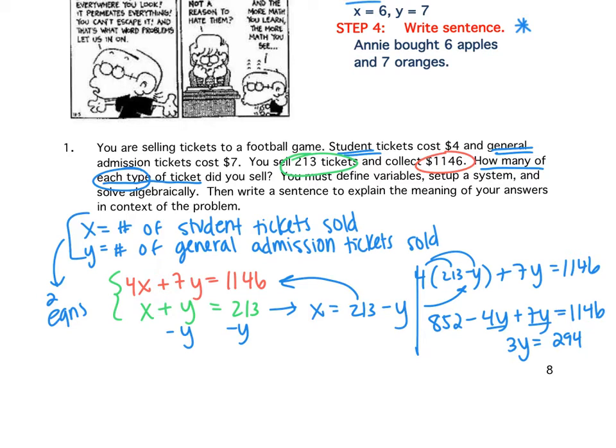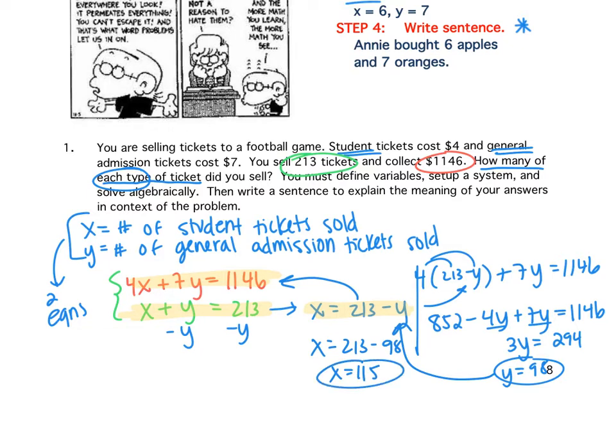Dividing by 3, I get 98. Now remember, we are not finished. We still need to find x. We have a variety of options for finding x. We can use this equation, or if we're really tricky, we can use this one. So I'm going to use that last equation because it's x equals. So our x is going to be 213 minus 98. Our x ends up being 115.